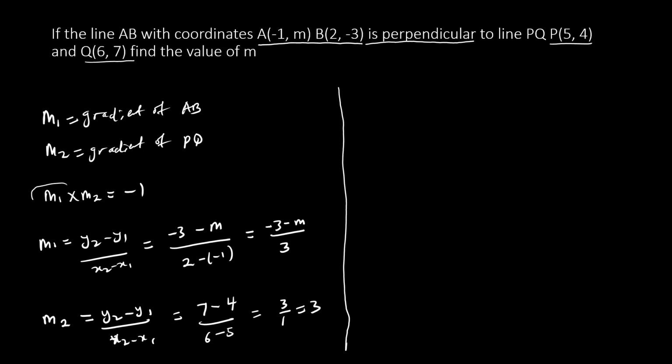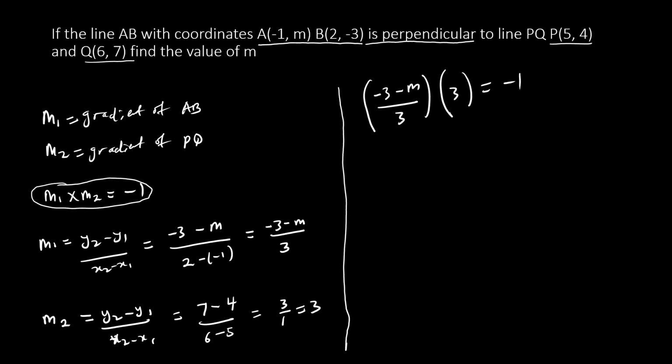Now, going back to our condition, which is m1 multiplied by m2 must be equal to -1, since these two lines are perpendicular. Our m1 now is (-3 minus m) over 3 times m2, which is 3, must be equal to -1. This and this will cancel out. We now have -3 minus m equals -1. And we have m is equal to -3 plus 1. m is now equal to -2. And this is how we look for m. We have our m here to be equal to -2.